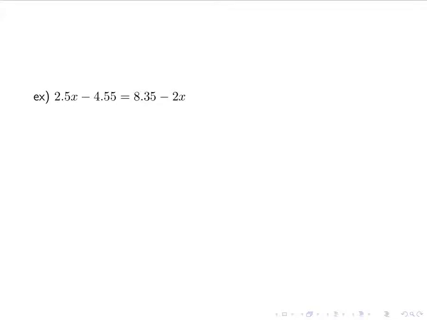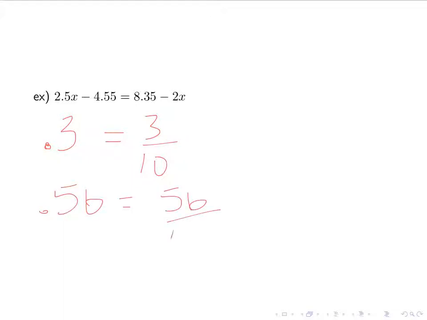So we just want to remember that if I have 0.3, that's 3 over 10. If I have something like 0.56, that's 56 over 100. And say 0.123, that's 123 over 1,000. However many decimal places you have, that's how many zeros you're going to have after the 1. Okay, so 0.3 has 1 decimal, so it's over 1 and then 1 zero. 0.56 has 2 decimals, so it's over 1 and 2 zeros, and so forth.